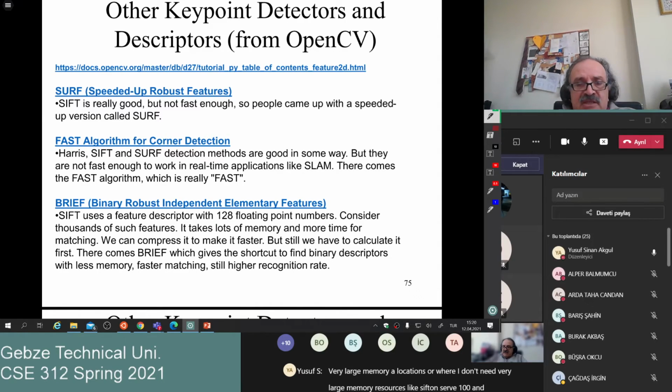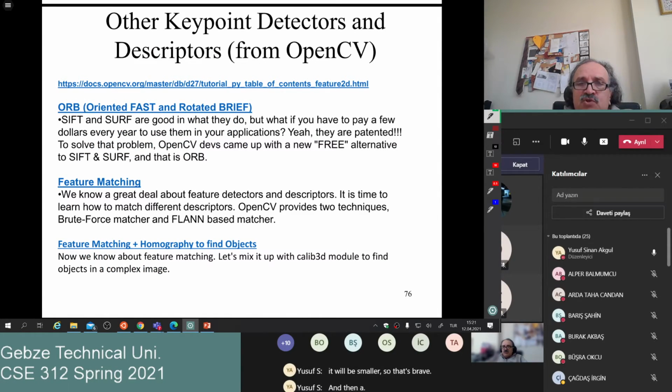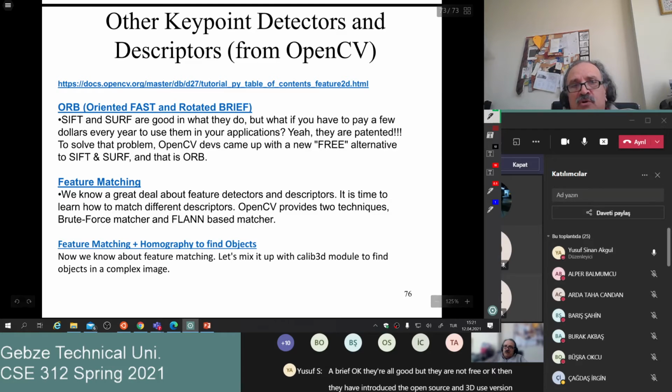128 floating point numbers is large, so I will use only binary representations, and it will be smaller, so that's BRIEF. And then SIFT, SURF, FAST, BRIEF, okay, they are all good, but they are not free. Then they have introduced an open source and free to use version called ORB, oriented FAST and rotated BRIEF. Okay, it is fast and it is free. And this is actually an invention of OpenCV. OpenCV suggests using this ORB.